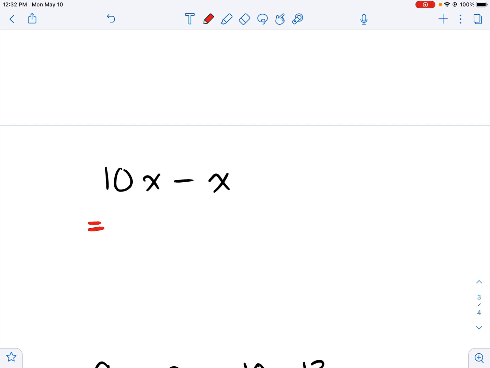Okay, let's look at this one. This one says 10x minus x. Here's the secret. There's actually a little 1 in front of that. So this actually means 10x minus 1x, which would equal 9x. Whoa.